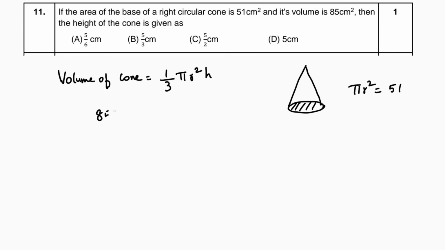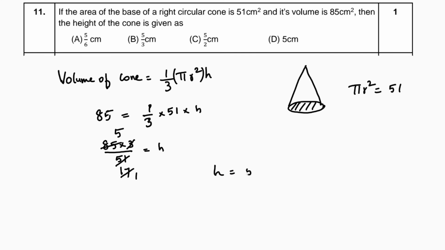Volume is 85, which equals 1 by 3 times 51 times h, because pi r square is 51. Now if you simplify this, 85 times 3 upon 51 is h. 3 times 1, 3 times 17, 17 times 1, 17 times 5. So the height is clearly 5 centimeters. So the correct option is D.